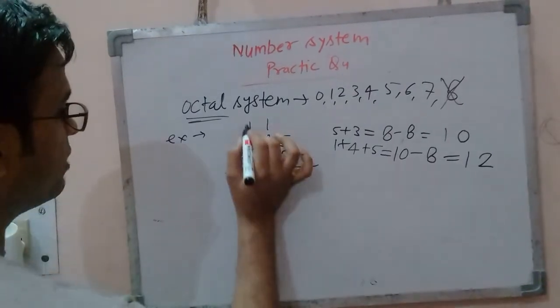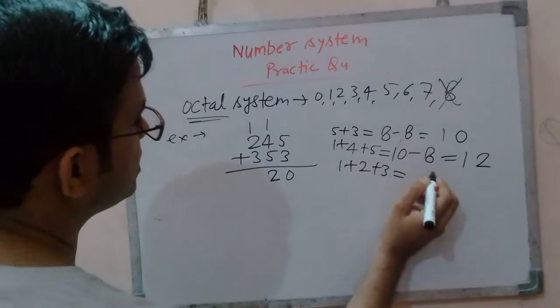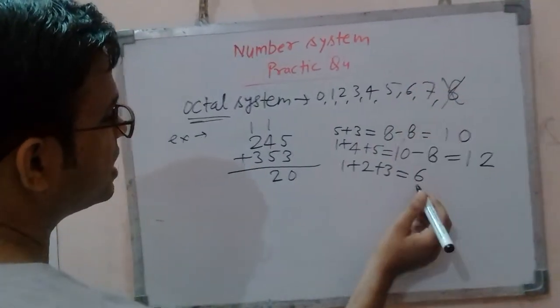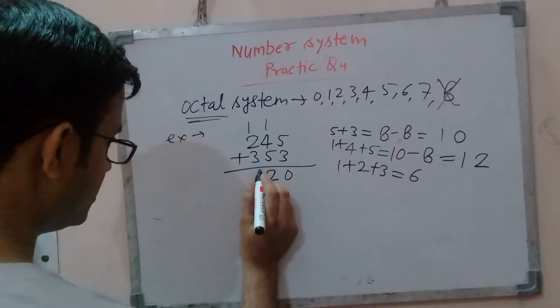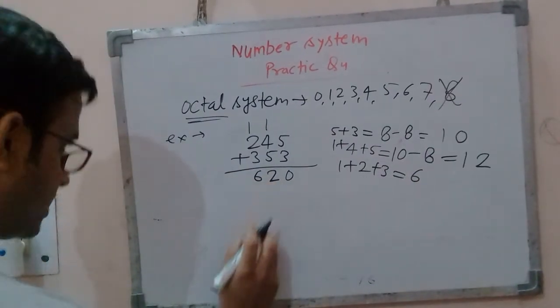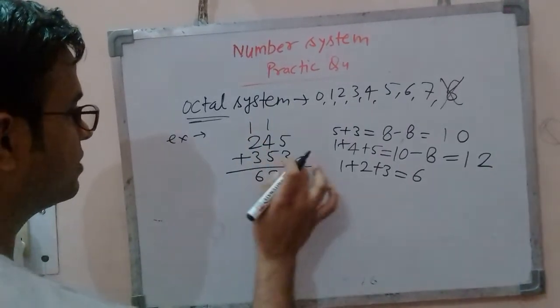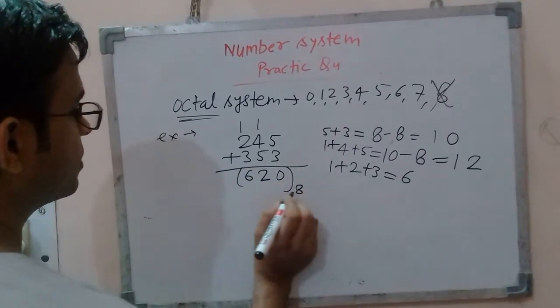Now add 1 plus 2 plus 3, it is 6. Tell me, is 6 more than 7 or less than 7? Less than 7, right? So do not subtract 8 here. So what is the sum? Sum is 6, right? So 620 is the summation of these two octal numbers 245 and 353. So 620 is again an octal number.